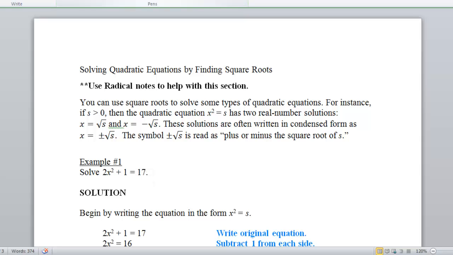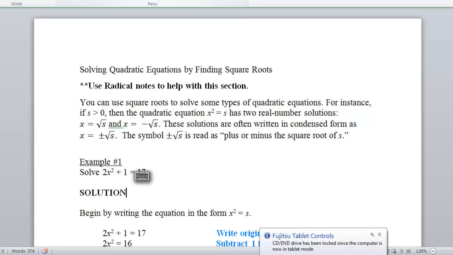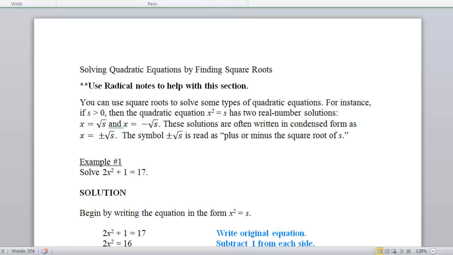Okay, in the last lesson we were working on solving quadratic equations, and we used a process of factoring to find the zeros of the quadratic equation. In this particular lesson we're going to use the roots, or the square root, to find the solutions to the quadratic equation.